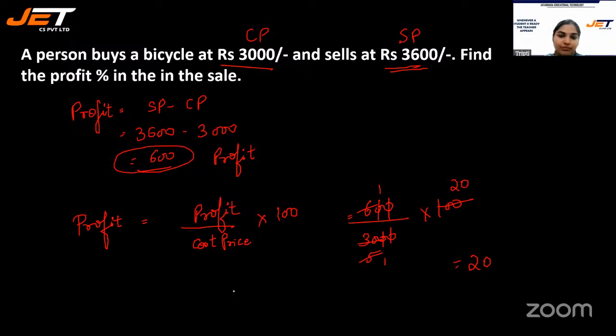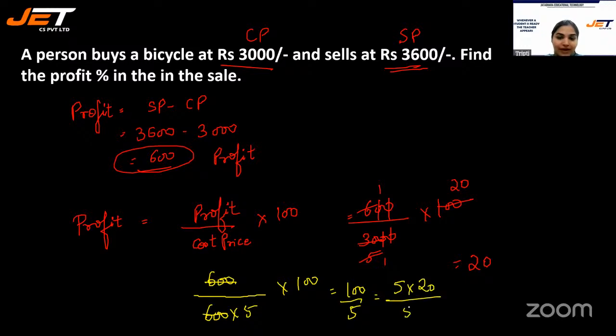So 600 can be written as 600 with respect to 3000. Here, 3000 with respect to 600. Here, 600 will be like that only, times 100 here. So 600 times 5, I can write 600 times 5. 600 cancel. 100 by 5 can be written as 5 times 20 and 5 here. 5 cancel, 20 is the answer. That means 20% is the profit. Profit is 20%.